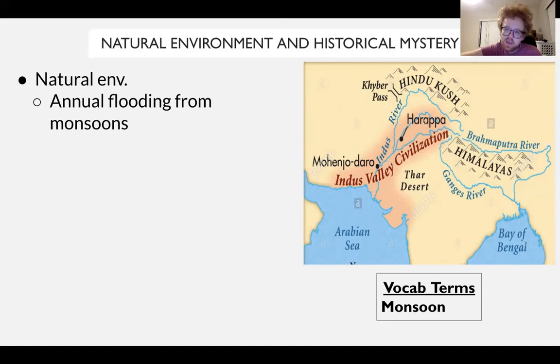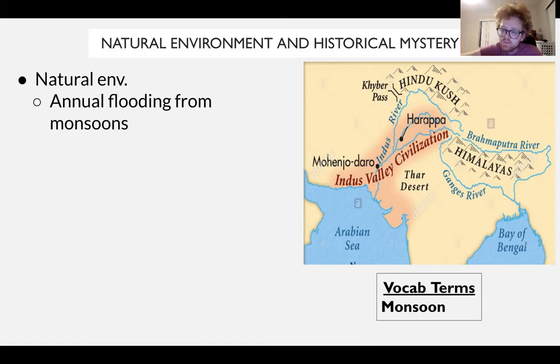But let's take a look at the natural environment, because much like the Nile, the Indus River is pretty dependable in that it has annual flooding from the monsoons. And this is actually something we'll talk about in future units. But the monsoons that emerge from the Indian Ocean are very dependable in that they bring rain at a certain point of the year. I believe in the summer.